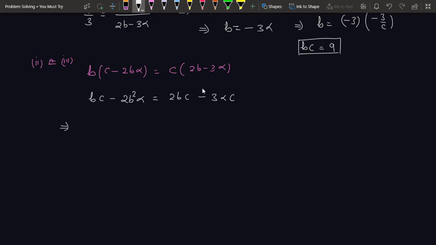This bc can be taken on the right. Let's take this negative 3 alpha c on the left. So this will be 3 alpha c minus 2b squared alpha is equal to 2bc minus bc is just bc. But notice bc we have already discovered, that is 9. So let's just substitute it in here.